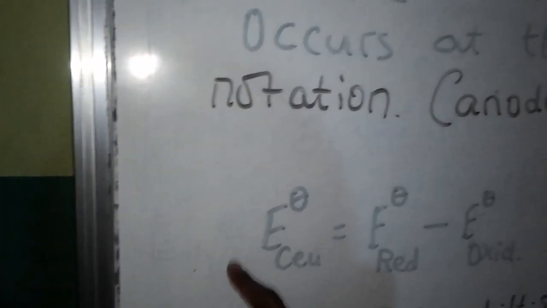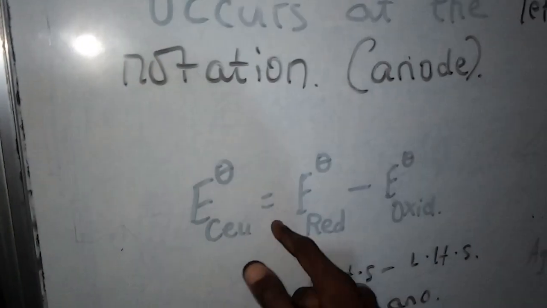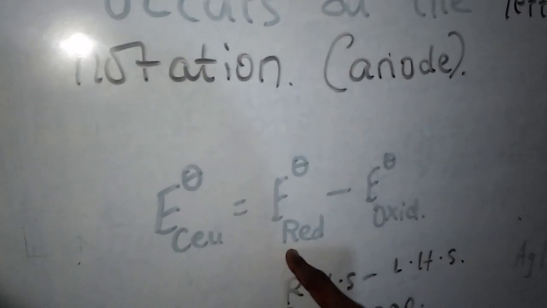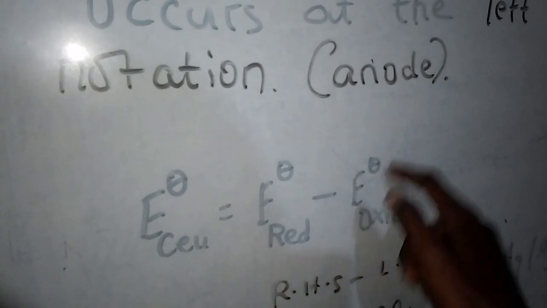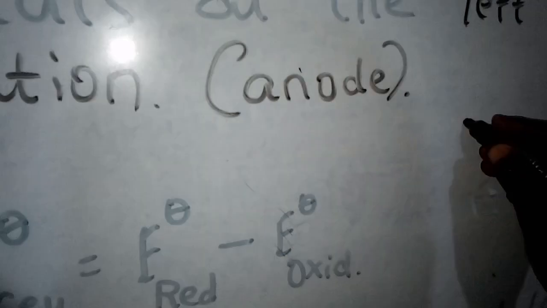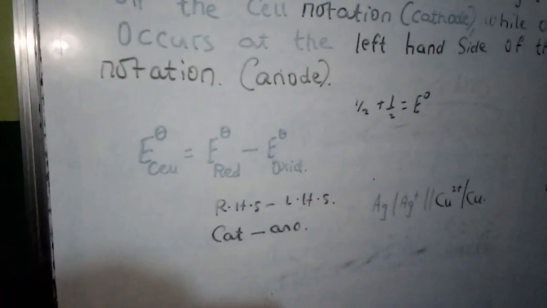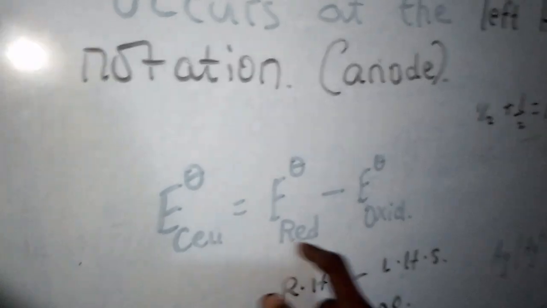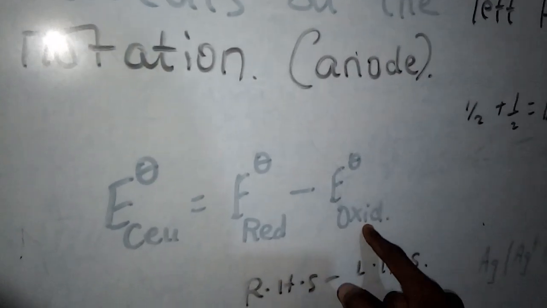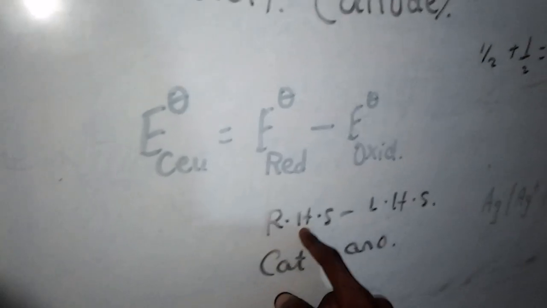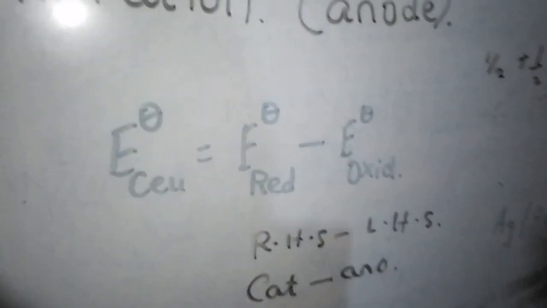So if you are looking for the electric potential of a cell, let me just divert a bit. Remember that half cell plus half cell gives you a full cell, so you are going to be having two cells. You either use the electric potential of that which was reduced minus the electric potential of that which was oxidized, or you use right hand side minus left hand side. This is your right, this is your left.